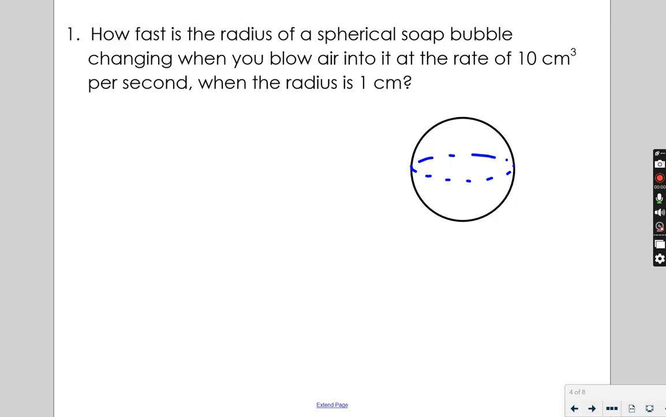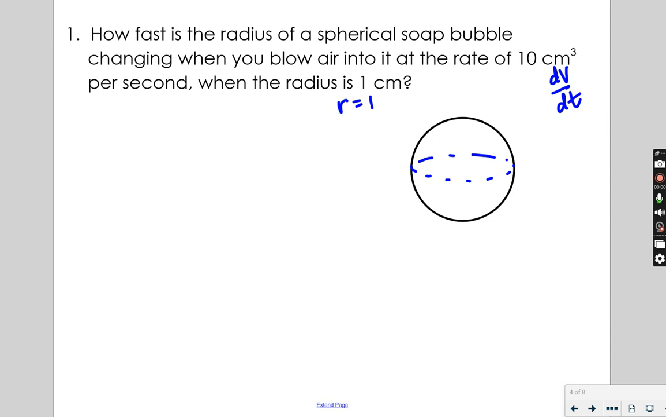When you see centimeters cubed, what does that make you think? Volume. So since this is a volume per second, this is a dV dt. This is a rate at which the volume is changing. So I'm going to label that dV dt. And then radius is 1 centimeter. I'm just going to write r equals 1. That's not a rate. That's just the radius is 1 centimeter.